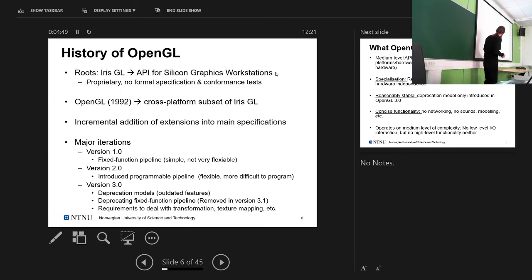Version 3, then, they started to remove certain outdated features, like parts of the fixed function pipeline were thrown out. They also took in requirements to deal with transformations, texture mapping, and those sort of things that came along as the graphics programs became more advanced and possibilities were increasing.